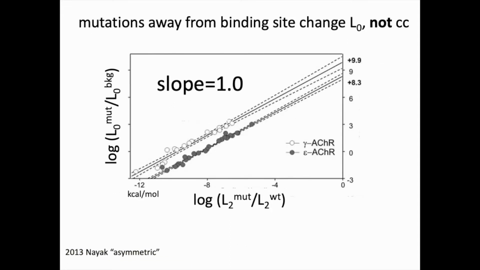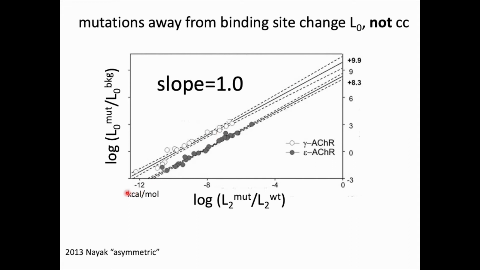What this slide shows is that the mutations shown in the previous slide almost certainly do not change the coupling constant, or are far away from the binding site, but what they do change is L0, the unliganded gating equilibrium constant. So even though we're measuring these in the presence of ligand, we're measuring L2. The change in L2 is caused only by a parallel change in L0, not by a change in the coupling constant. So we're measuring changes in L0 throughout this histogram.